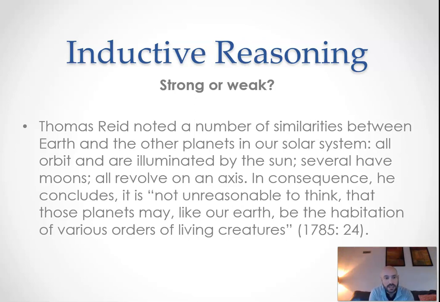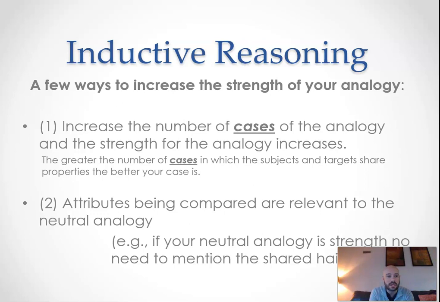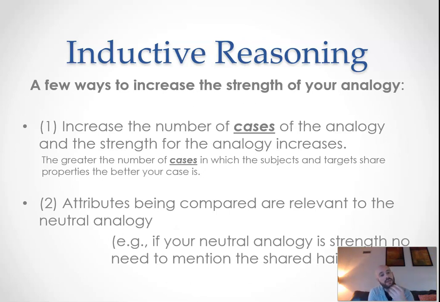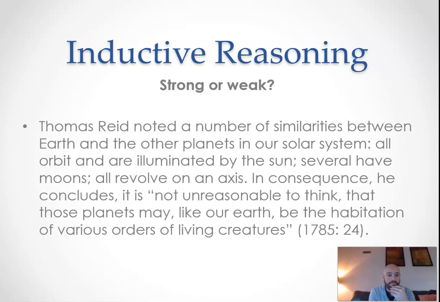This is an analogy, and see which of these criteria, 1 through 5, it does a good or a poor job with. And these points are on the analogy handout provided on our Canvas page. So I'm not going to run through all of them, but I'll talk to you about this one. So here I want you to note a few things. Number one, Thomas Reed noted a number of similarities, so that's good, between Earth and other planets in our solar system. All orbit and are illuminated by the sun, so that's important, and all of them are doing that.